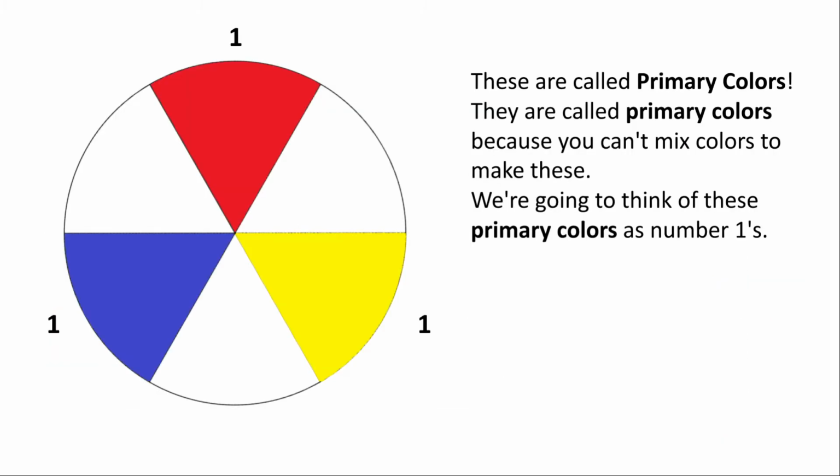Oh, I forgot to mention something really cool about this color wheel, is that it includes primary colors, and these primary colors include red, yellow, and blue. They are primary colors because you can't mix colors to make these. These are the source of all other colors, so you make other colors from these. We're going to think of these primary colors as number 1s.